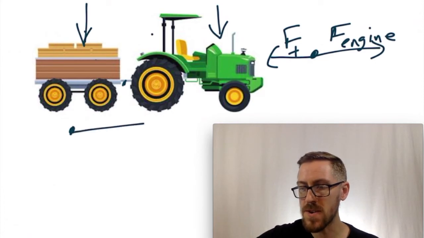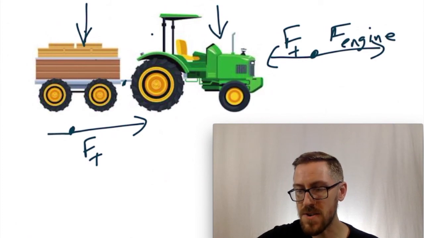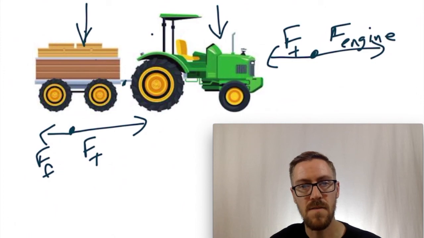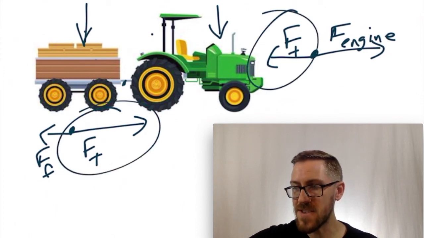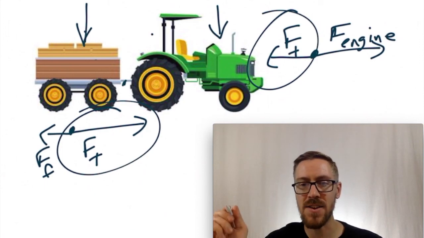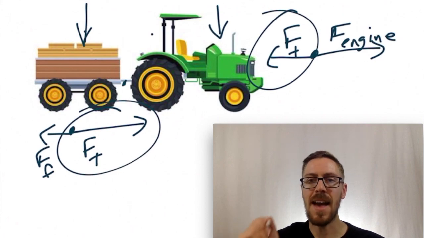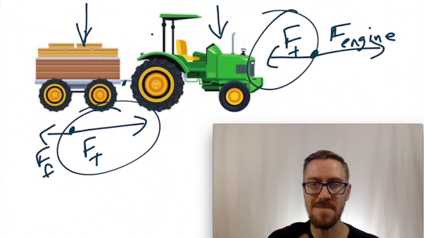And so the force of the tractor needs to be bigger than the force of friction for the trailer. But the issue is this force and this force have to be the same. The force of the trailer on the tractor is the same as the force of the tractor on the trailer, even when they're gaining speed.